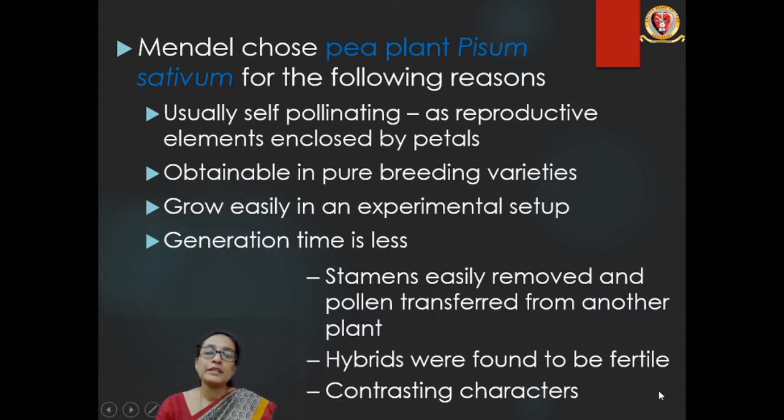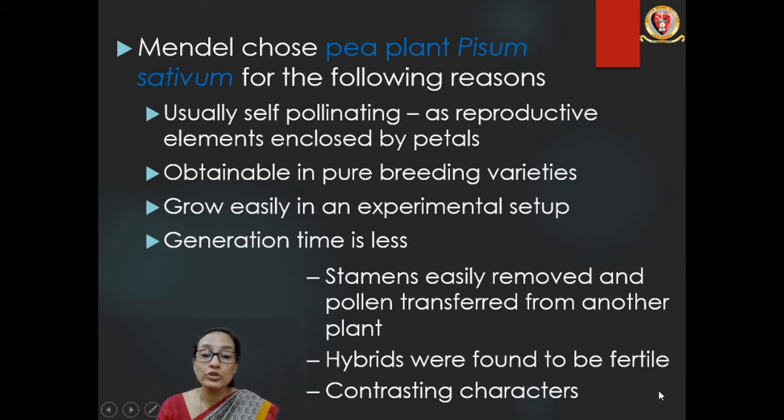Mendel chose the pea plant, Pisum sativum, and he chose it for the following reasons. He found that usually this plant is self-pollinating. Why? Because the reproductive elements, that is the stamen and the pistil, are enclosed by the petals. Also, he was able to obtain pure breeding varieties, that is homozygous varieties, and they grew easily in an experimental setup, and the generation time was also less.